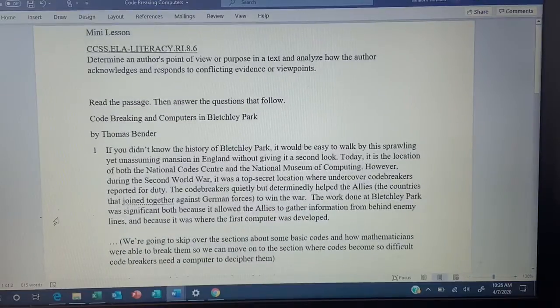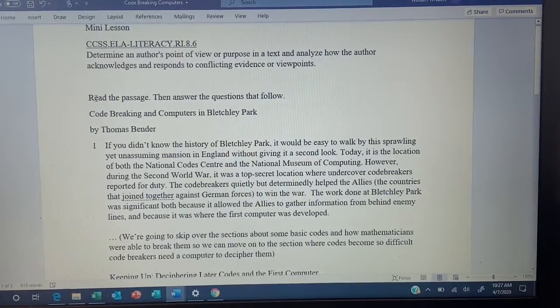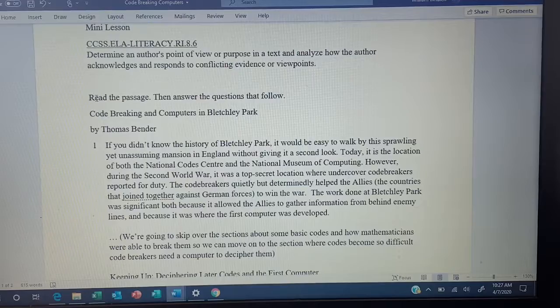So we're not going to have time to read the entire text. What we are going to do is just read a portion of it so that we can answer the question. So let's begin. Code Breaking and Computers in Bletchley Park by Thomas Bender.